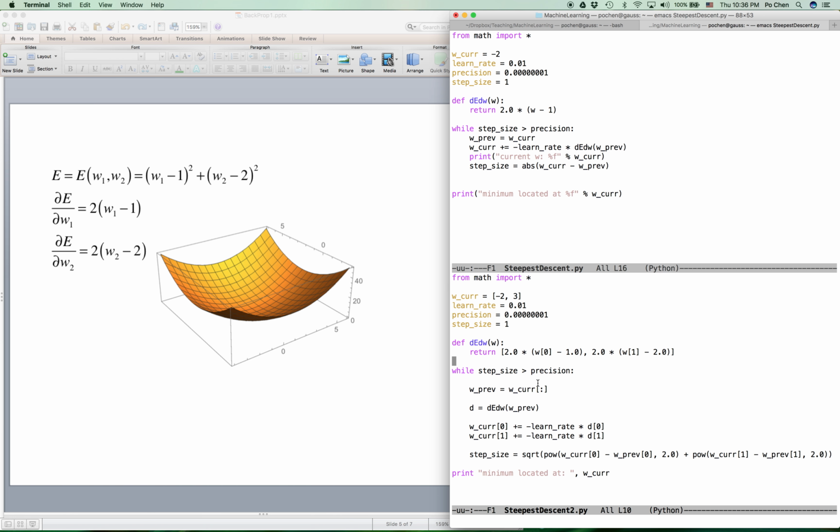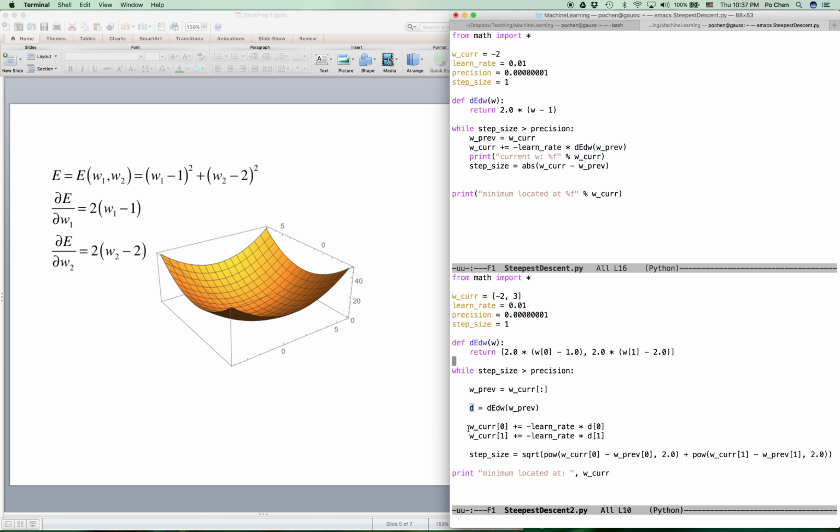The structure of the loop is still the same. Here I'm storing the output from the derivative computing function into a separate variable called D. So D is going to have two numbers in it. It's a container with two numbers in it, and the first number is the partial derivative with respect to W1, and then the second number is the partial derivative with respect to W2.